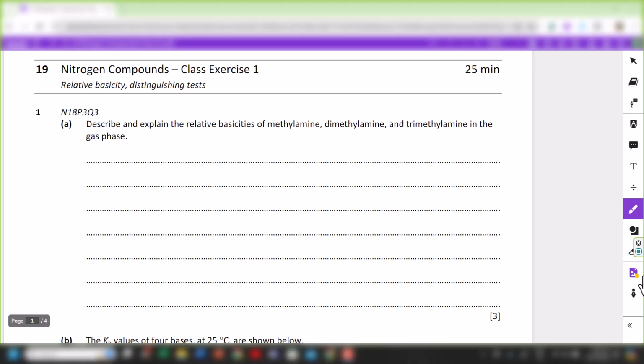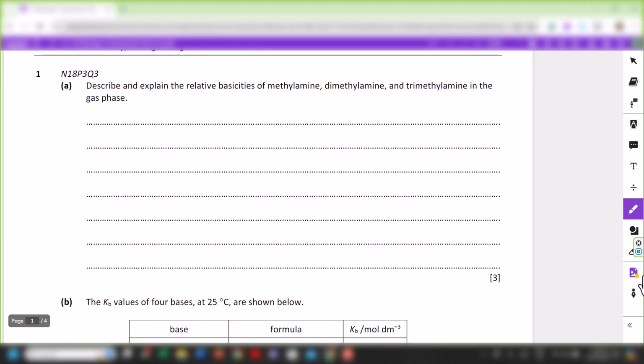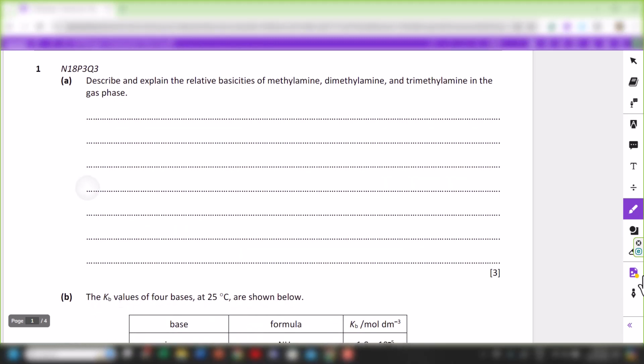Good afternoon, students. Let us review class exercise 1 of topic 19, nitrogen compounds. The bulk of this topic is on the properties of the nitrogen compounds, particularly those bonded to alkyl-based functional groups. So broadly speaking, you are getting either amines or amides.